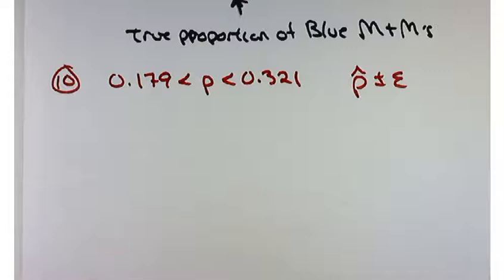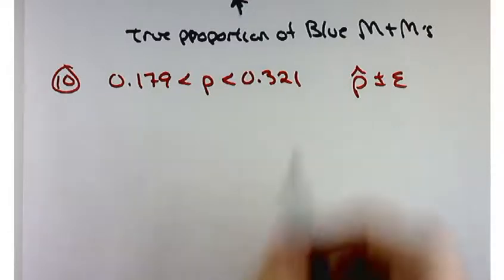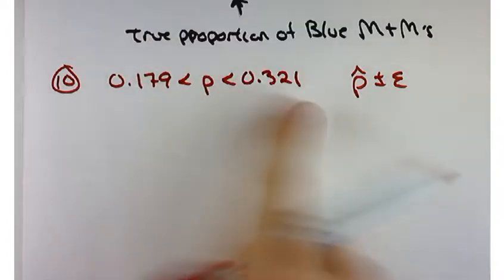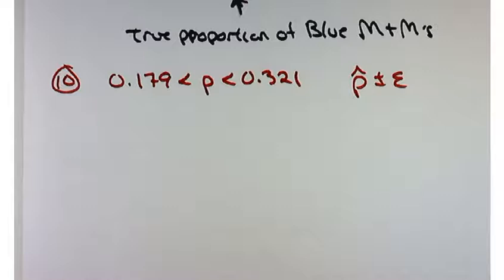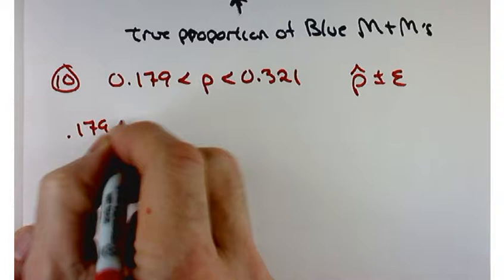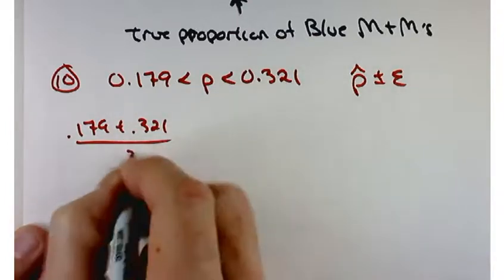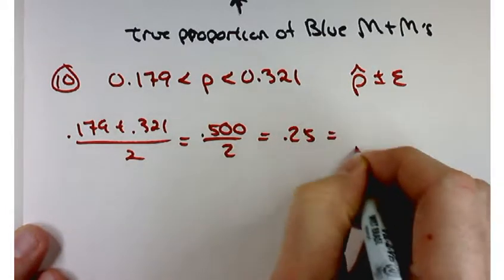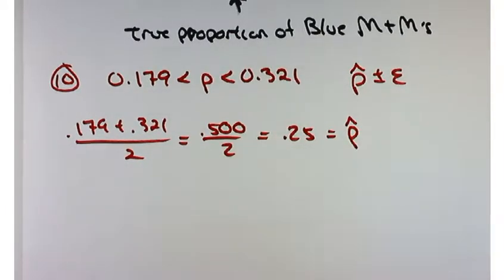We'll start by finding p hat. P hat, that's your best guess. That's your point estimate. Saying, look, if I had to guess, it'd be this. So p hat's going to be right in the middle here. How can I find what's right in between those two? Nice. Take the average. So 0.179 plus 0.321. Add them up and divide by 2 gives me 0.25. And that's my p hat. That's what's right in the middle.